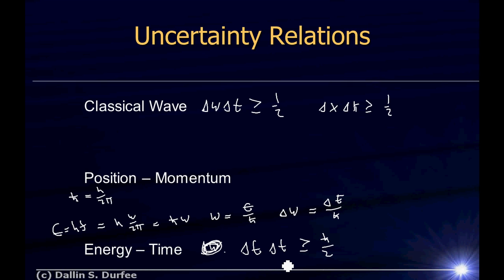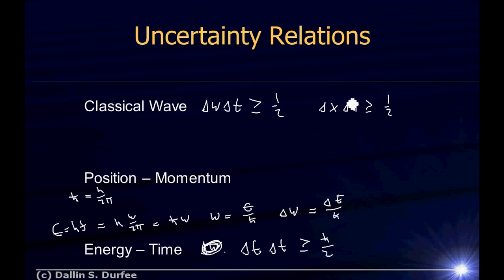This is really useful. For example, an atom emits light. How long it takes to emit the light determines how well defined the energy of the light is. I put an atom in an excited state. How long does it stay in the excited state? If it doesn't stay there very long, then the energy of that excited state is not very well defined. If I want to measure the energy of something very precisely, I have to take a long time to do it.